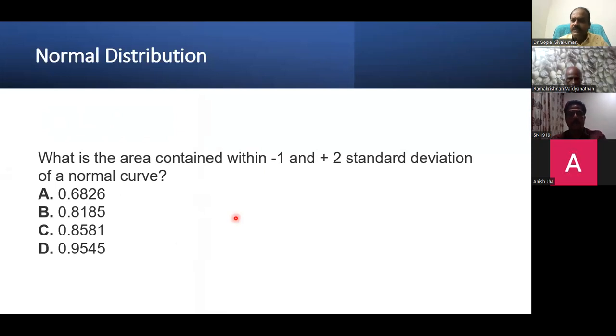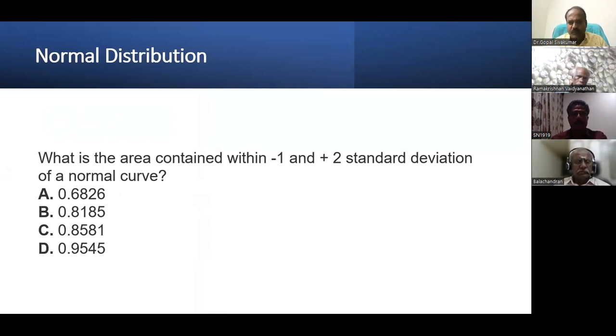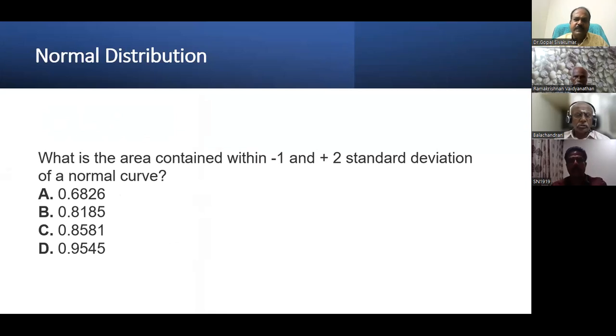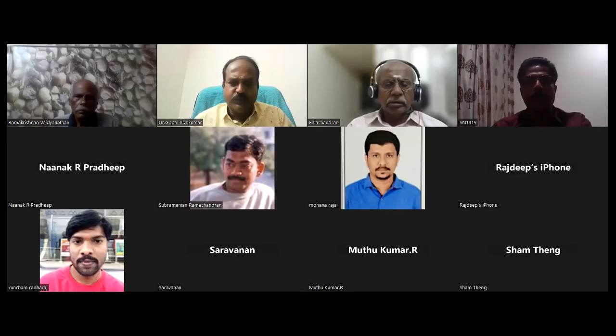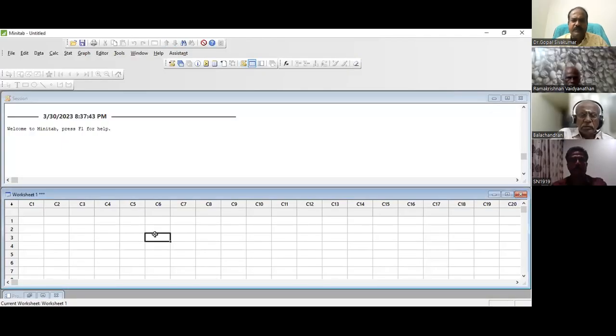Yeah. So we'll be seeing some analytical questions here straight away. What is the area contained within -1 and +2 standard deviation of a normal curve? All of you, do you know how to find out the answer here? Yeah, calculated, just easy, right? Easy method. So let me show one method here based on Minitab. The other methods are also equally fine. Now hope all of you can see my Minitab screen, right?